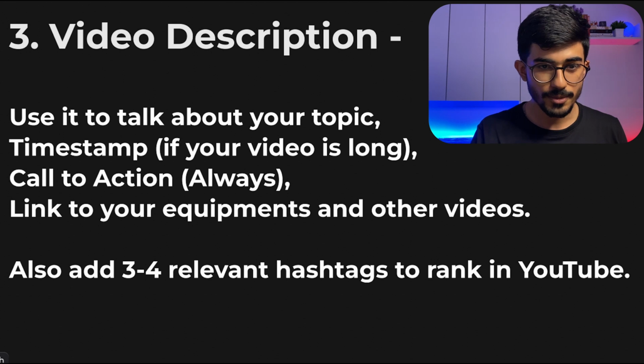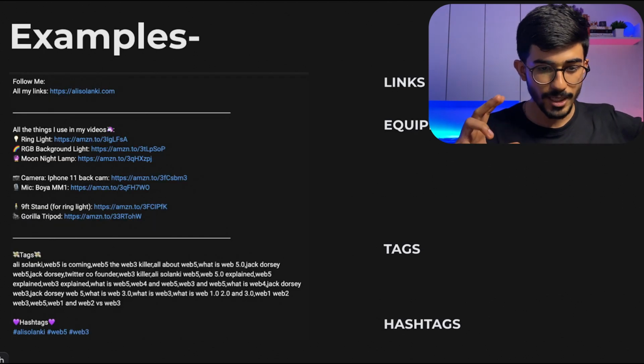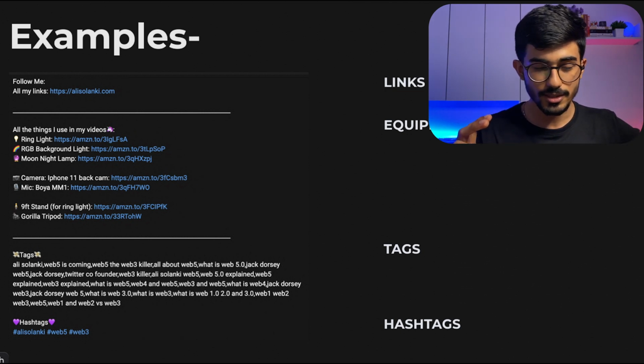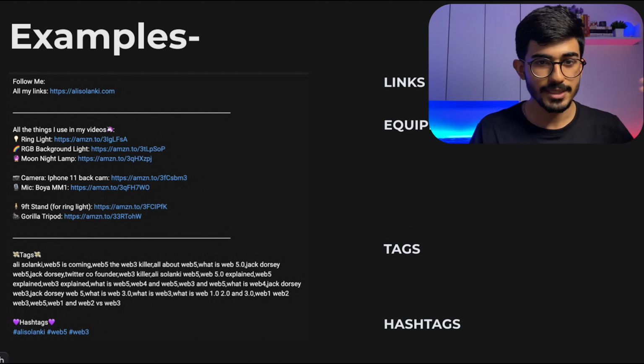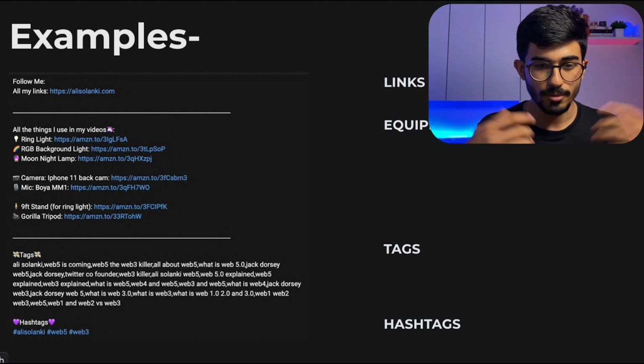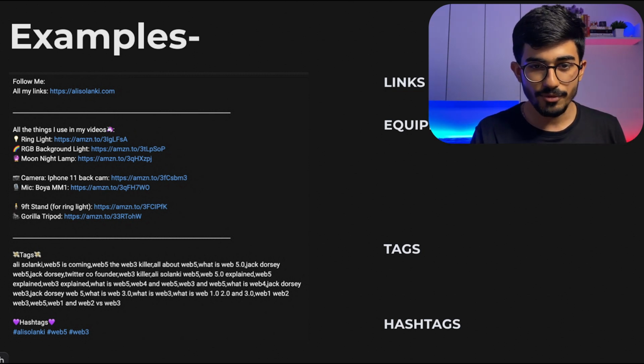Over here there are some examples. So first I talked about the topic. I have talked about the topic in the first two paragraphs, and then there are some things. After that we have links. So follow me, all my links are available over here. Then we have equipments, which is over here. So all the things that I wanna share, or things in my background. And then we have the tags.